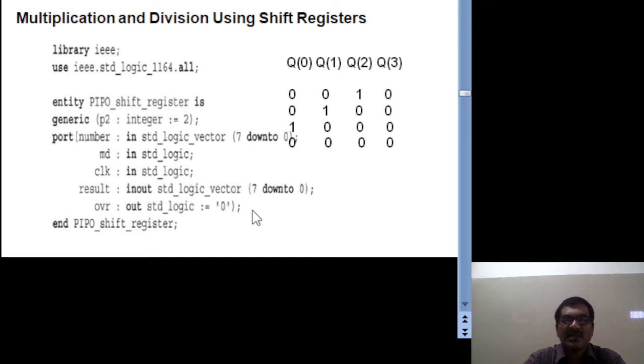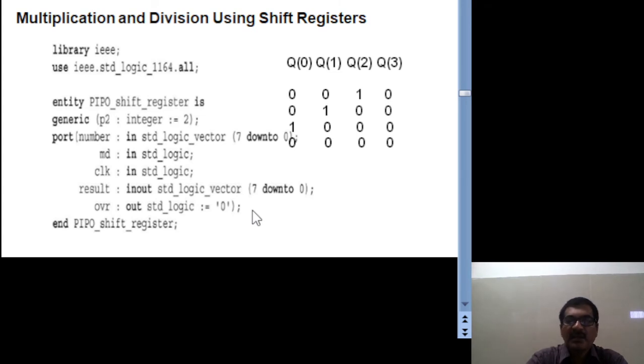Okay, this is the entity declaration for our PIPO shift register to show both multiplication and division operations on 8-bit numbers. Remember, on 8-bit numbers. Okay, so the MD input value decides whether the operation is multiplication or division. If MD is 1, the operation is multiplication, and if it is 0, the expected action is division.